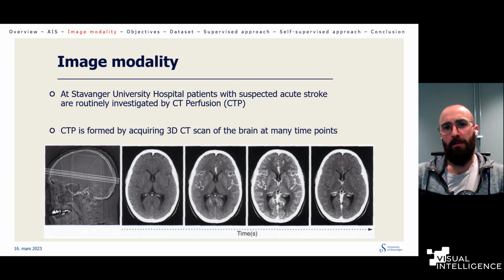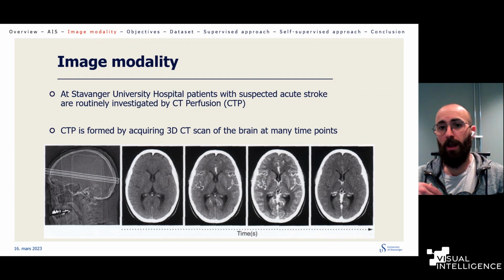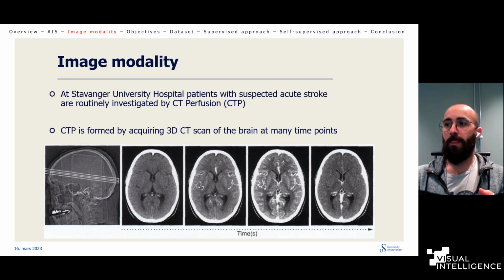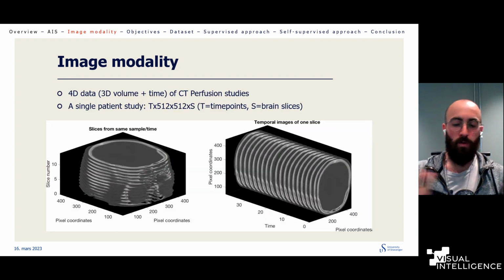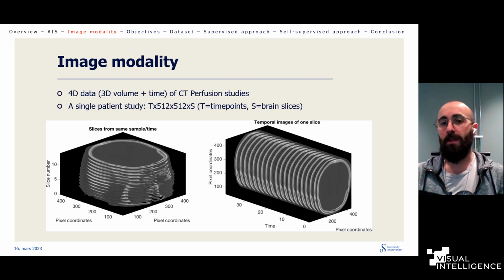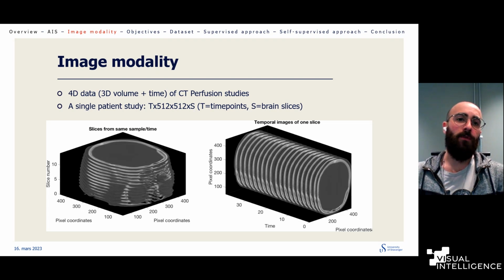At Stavanger University Hospital, patients with suspected acute stroke are investigated by CT perfusion, an image modality formed by acquiring 3D CT scans of the brain at many time points during the injection of a contrast agent to highlight the flow of blood inside the brain. So what we are dealing with is 4D data, a 4D tensor, where we have a 3D volume of the brain over the time of this contrast agent being injected and washed out from the brain.